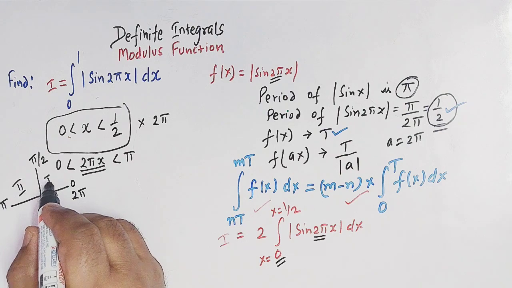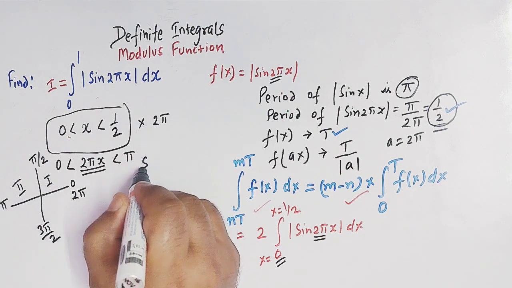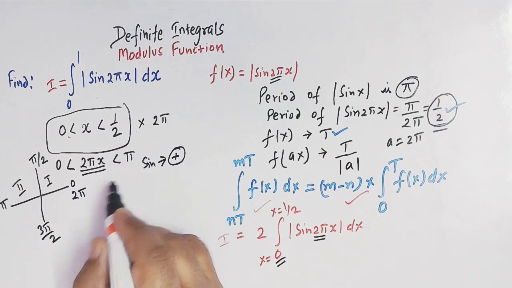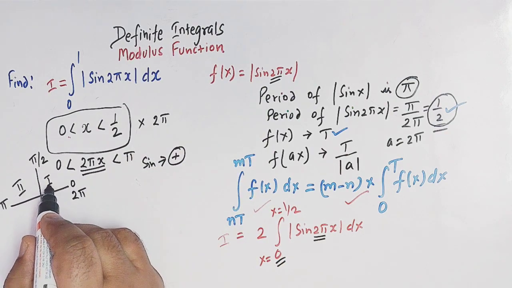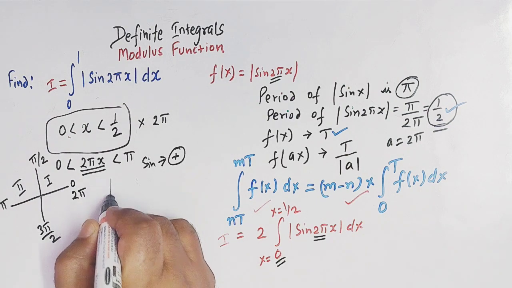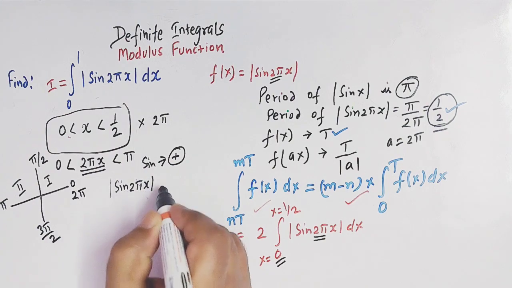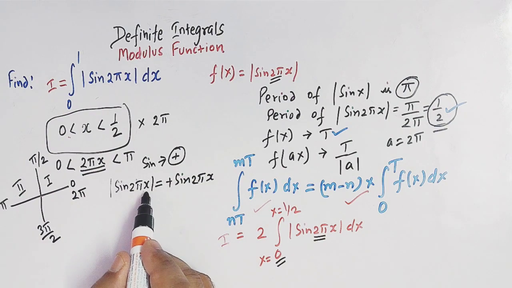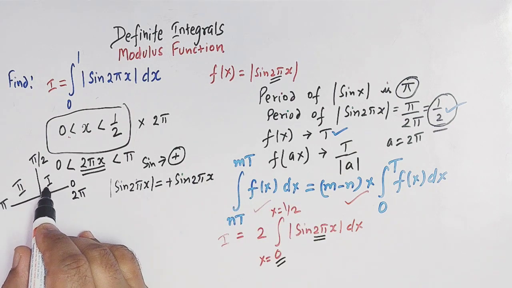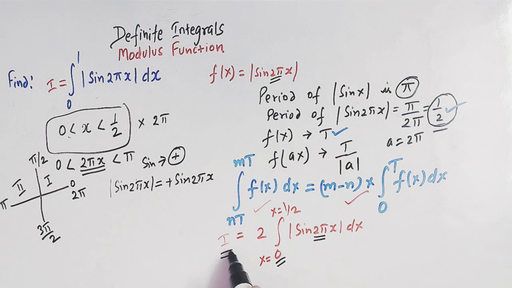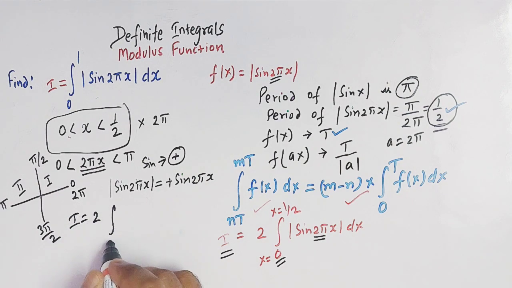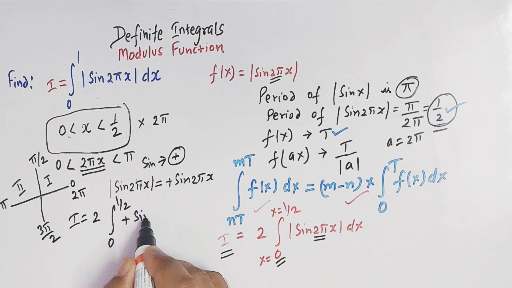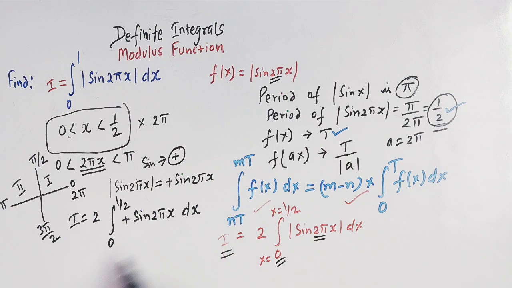And we know that in the first and second quadrant, the sine function is positive. So now we'll utilize this property of the sine function. We can write mod of sine 2 pi x as simply positive sine 2 pi x, because sine 2 pi x is positive in the first and second quadrant. So now this integral I can be written as 2 times the integral from 0 to half of sine 2 pi x, and here we have dx.